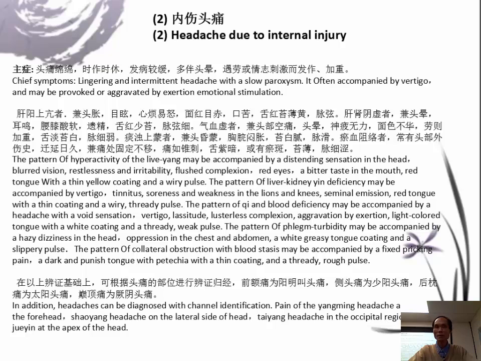And the fourth type of headache due to internal injury is because of phlegm. As I mentioned before, phlegm can take two forms. One is that you can find the phlegm in your throat. The other is formless.